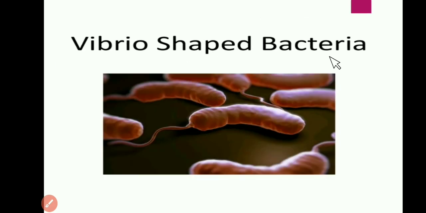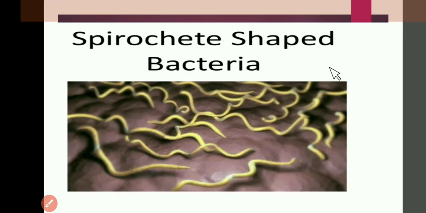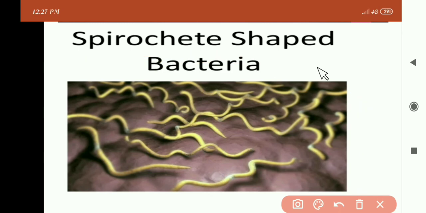Okay, so next is Vibrio shaped bacteria. This is also an original image of Vibrio shaped bacteria. Vibrio shaped bacteria look comma shaped, like this. Then next we can study the spirochete shaped bacteria. They look like this, in zigzag motions.